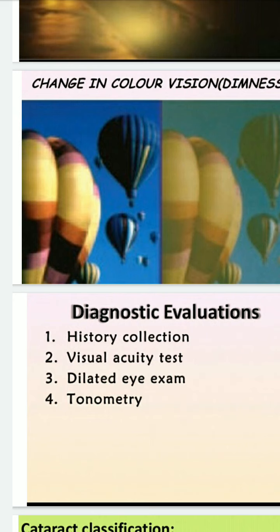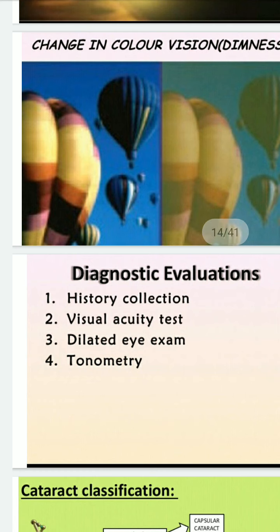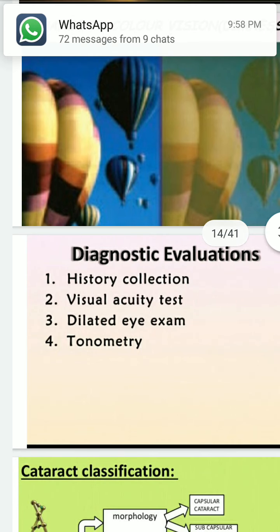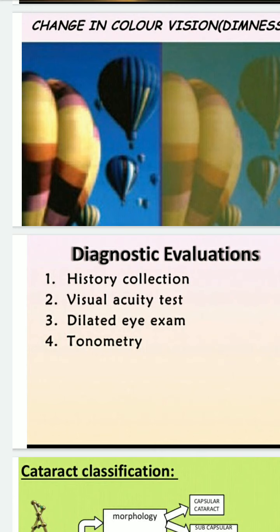The next is the visual acuity test. Then eye examination by dilation of the eyes. Then tonometry. Tonometry is used to determine the intraocular pressure, that is the fluid pressure inside the eyes. Tonometry is mainly used to assess the intraocular pressure of the eyes.